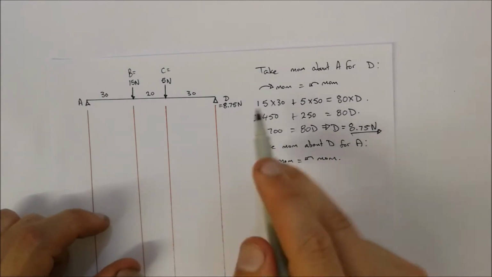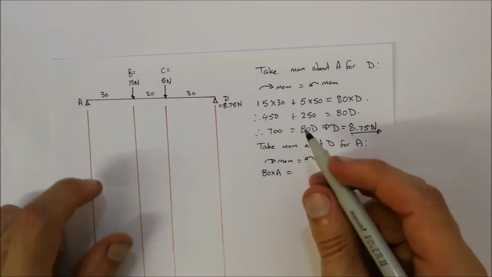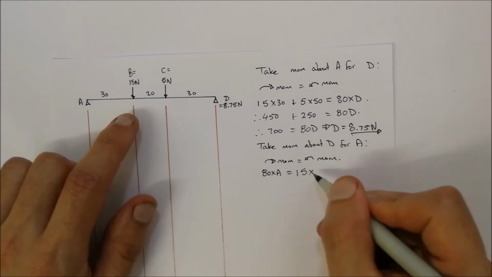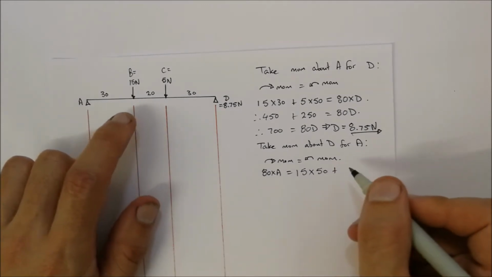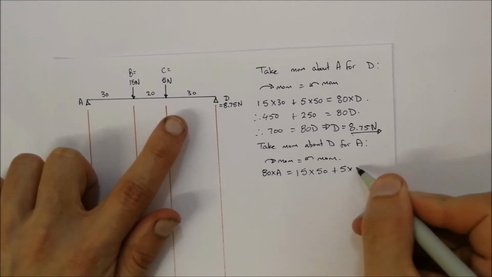That's equal to, now let's look at the anti-clockwise moments. That would be B and C. So that's equal to B, which is 50 newtons, multiplied by 50 meters, plus C, which is 5 newtons, multiplied by 30 meters.